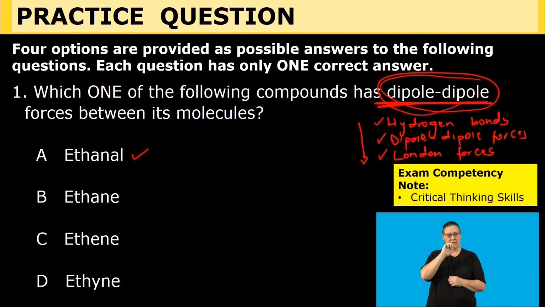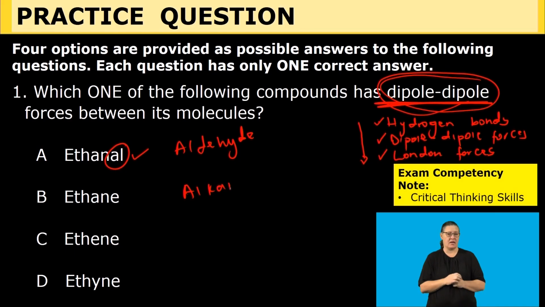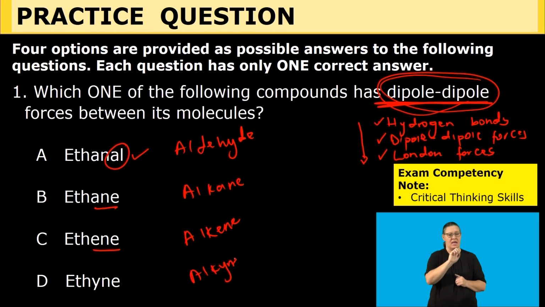We have ethanal, and ethanal is an aldehyde. It's an aldehyde because of the suffix al. And then we have ethane, and that is an alkane because of the suffix ane. And the third one is going to be our alkene because of the suffix ene. And then the last one is our alkyne, the suffix yne. However, B, C, and D, alkane, alkene, and alkynes, those ones are hydrocarbons.